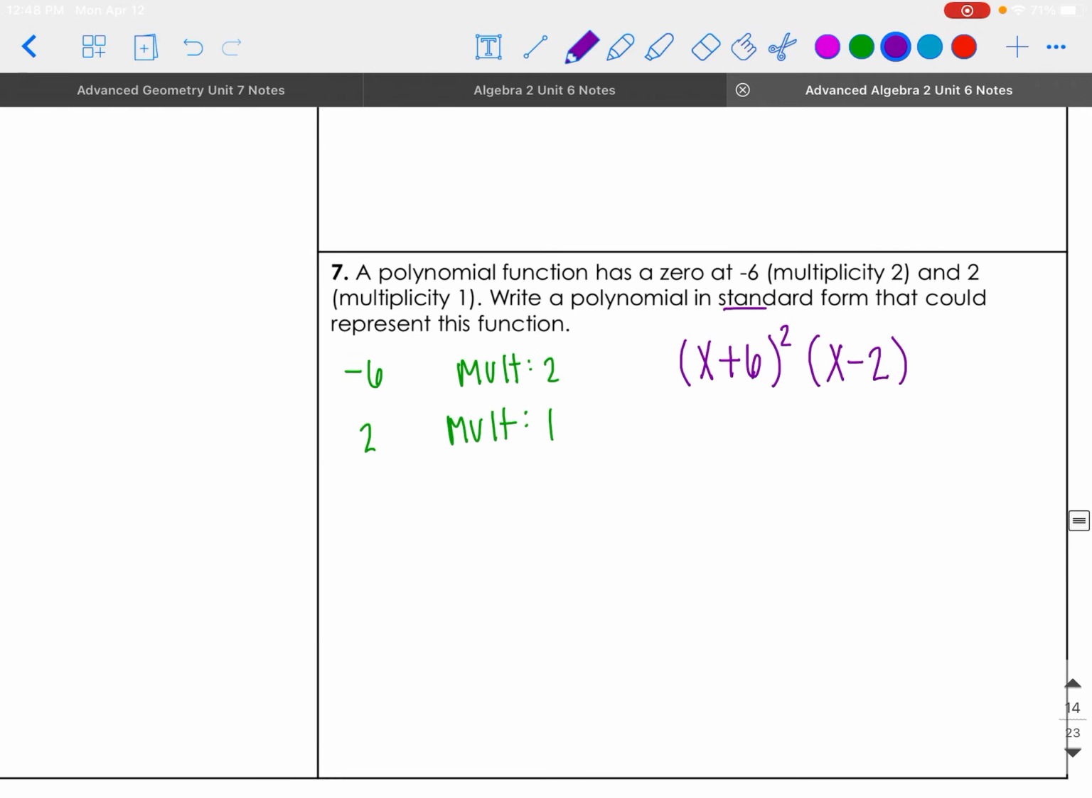Now, the question did say standard form, which would mean that I wanted you to multiply those out, but I'm okay with you just leaving it here in this factored form.